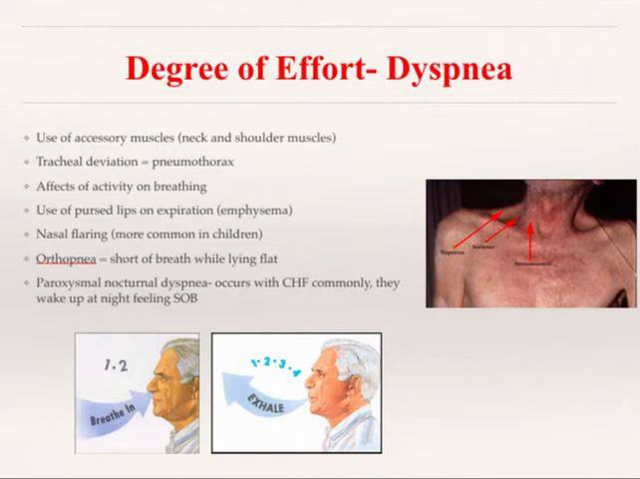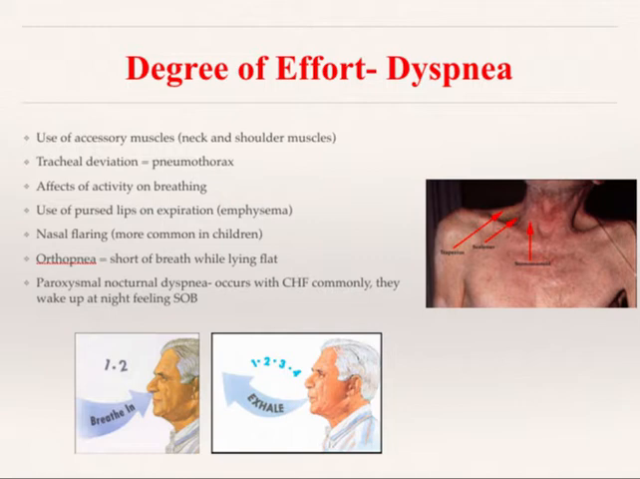Nasal flaring, I know we talked about this in the first module, but this is common in kids. You'll see the external nares kind of going out when they're trying to breathe. That's usually a signal of dyspnea. Orthopnea is very, very common. Like I said, when they lie down, they feel short of breath. So orthopnea is what we label it as when they're lying down. So it's shortness of breath while lying flat.